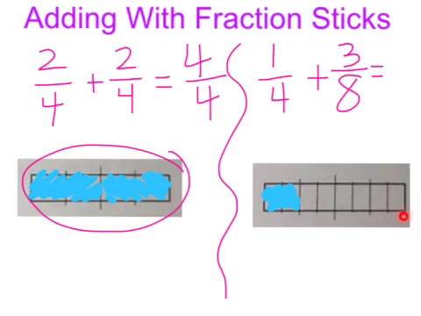The next thing I need to do is shade in my 3/8, and since all of these smaller pieces are 8ths, all I need to do is shade in 3 of them to make 3/8. Now you can see that 1/4 plus 3/8 is the same thing as 5/8. That is because I have shaded in a total of 5 of my 8ths. Here's 1, 2, 3, 4, and 5, leaving these last 3/8 open and not part of our final answer.